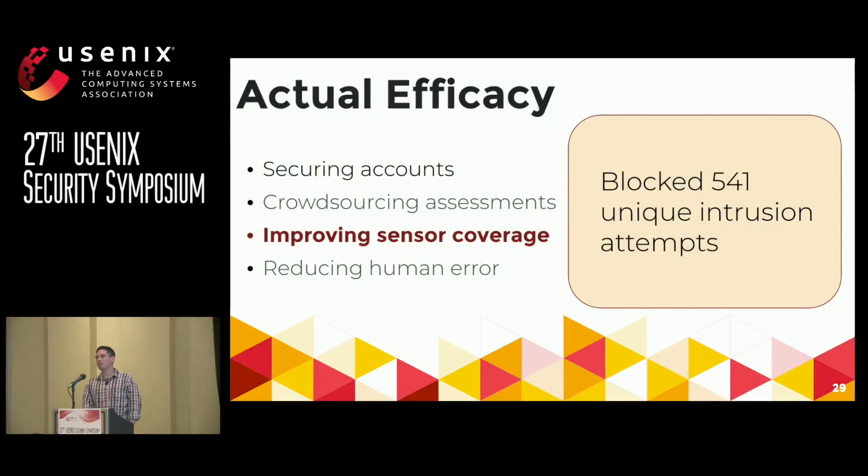As part of the deployment of 13,000 additional sensors in the environment, they identified 541 unique intrusion attempts that would have been successful. And all of these were validated by a human security engineer. They would have been successful had those 13,000 additional sensors not been deployed.